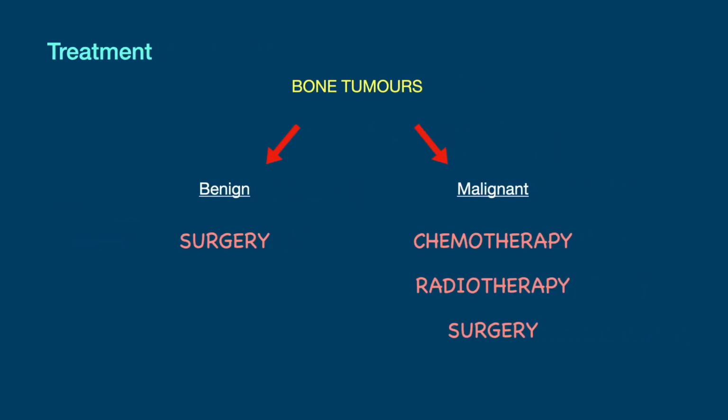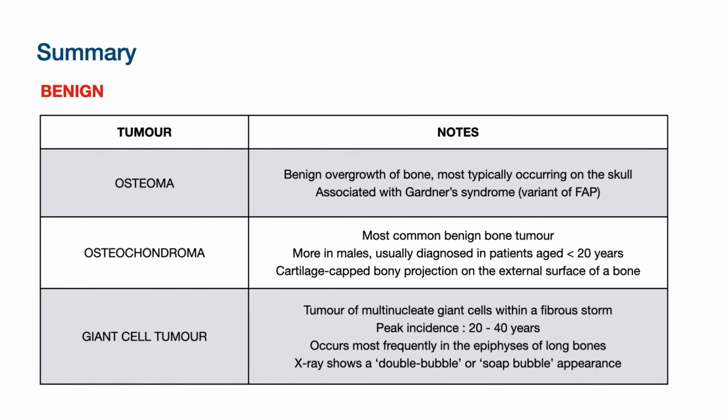Treatment depends on whether the tumors are benign or malignant. Benign tumors can be removed surgically to reduce pain and to reduce risk of fractures. Meanwhile, malignant tumors are managed with radiotherapy, chemotherapy, and surgery, depending on the type and extent of spread of the tumor.